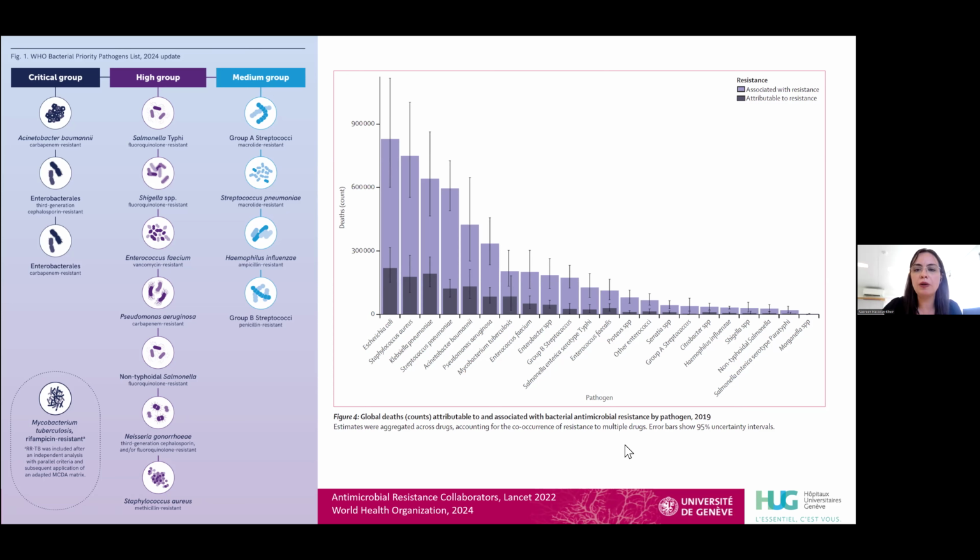Nowadays in the critical group, we have carbapenem-resistant Acinetobacter baumannii and Enterobacteriales resistant to third generation cephalosporins and carbapenems, as well as Mycobacterium tuberculosis resistant to rifampin. The selection of these pathogens as critical targets and priorities was due to their ability to transfer resistance genes, their global burden, and the severity of the infections they cause.